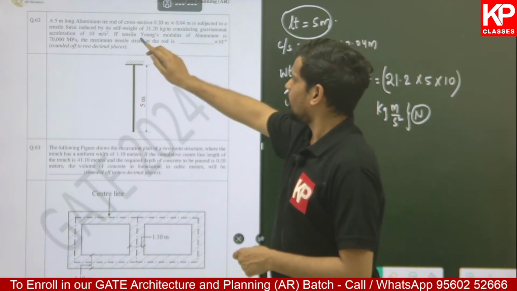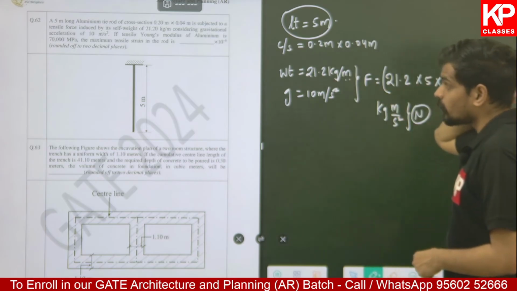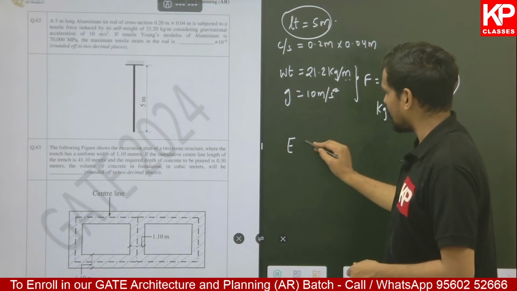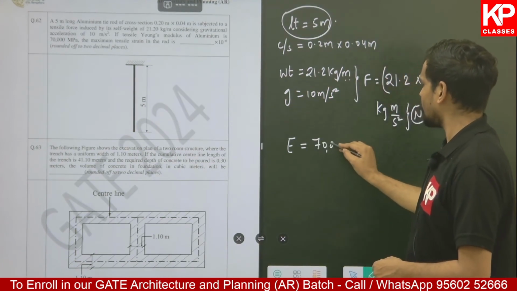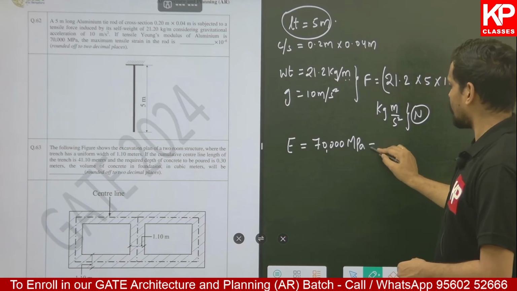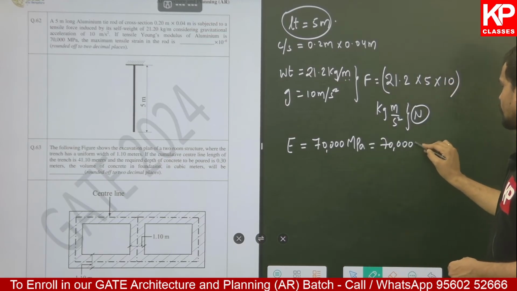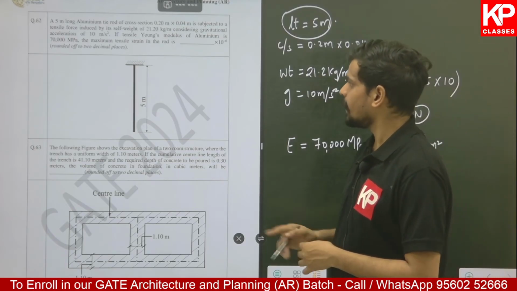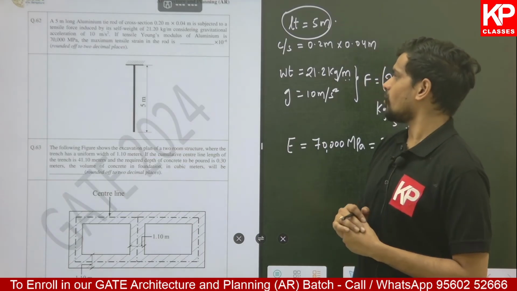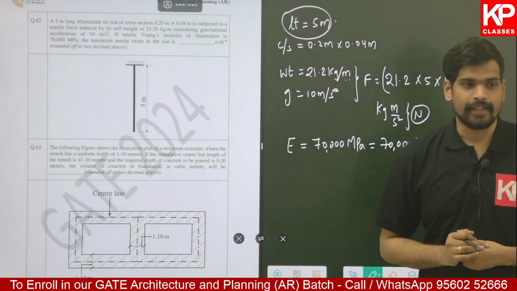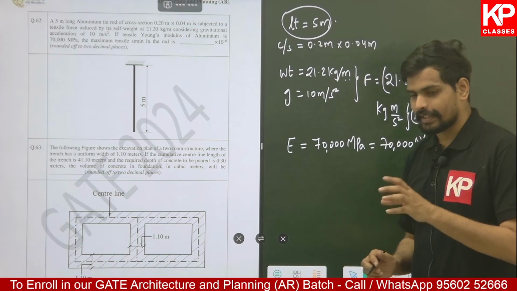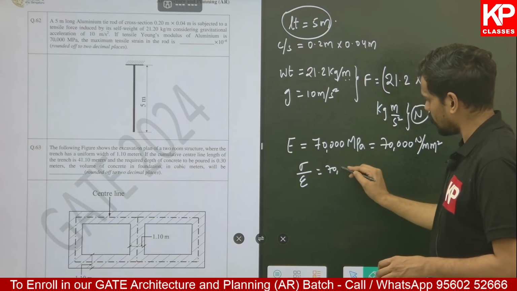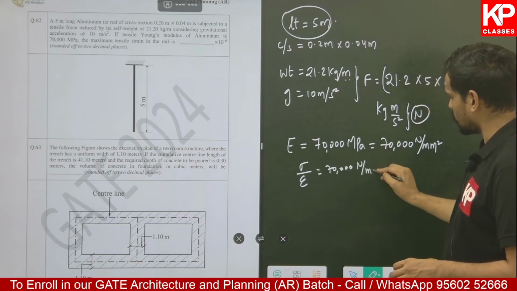Moving further, the tensile Young's modulus of aluminum is 70,000 megapascals. So the Young's modulus of elasticity, let me write it as E, is given to be 70,000 megapascal. Megapascal is nothing but Newton per mm square, so let me write it as 70,000 Newton per mm square. That's the Young's modulus of elasticity. The maximum tensile strain in the rod is dash into 10 to the power of -6. So what is Young's modulus of elasticity? Stress upon strain.